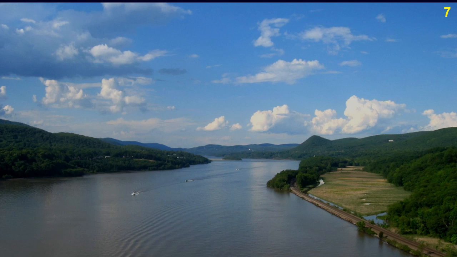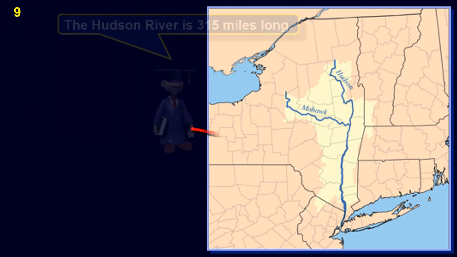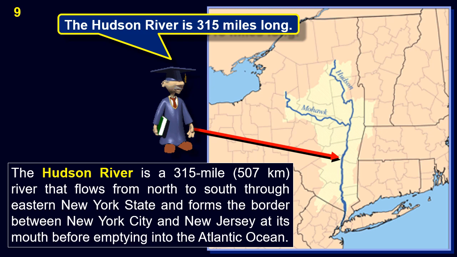Chapter 1. Hudson River and Valley. The Hudson River is a 315-mile, 507-kilometer river that flows from north to south through eastern New York State and forms the border between New York City and New Jersey at its mouth before emptying into the Atlantic Ocean.